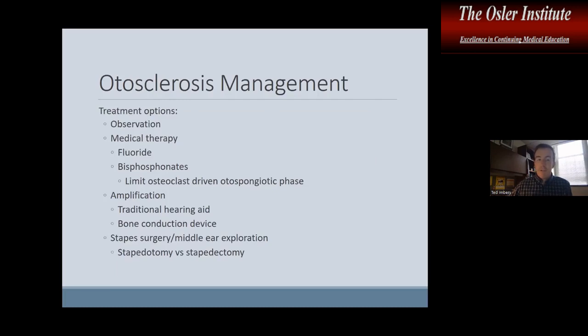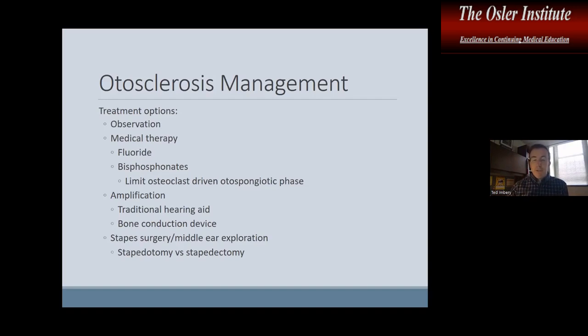So how do we manage these patients? Well, there's a couple categories of treatment options. Certainly you can observe. If these patients are detected early and they have small air-bone gaps, oftentimes we might recommend just observation until the hearing loss becomes more pronounced. And then they typically would have more to gain, so to speak, from having surgical correction.